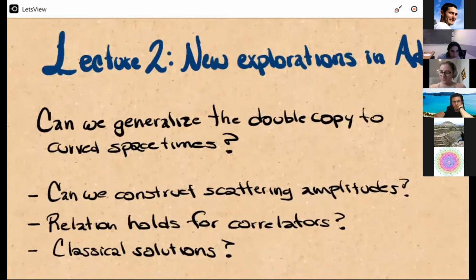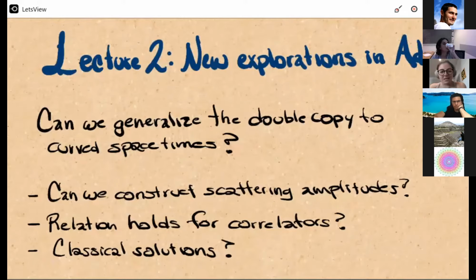So let's actually move to the new topics, and it's the new explorations in ADS. So here, the question I want to ask is basically, can you generalize this whole construction of the double copy, mostly for Yang-Mills and gravity? Let's focus on that, for curved spacetimes.